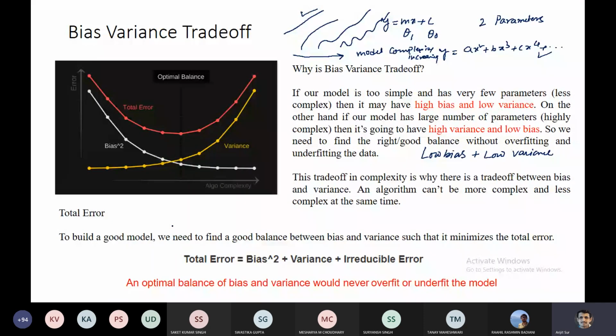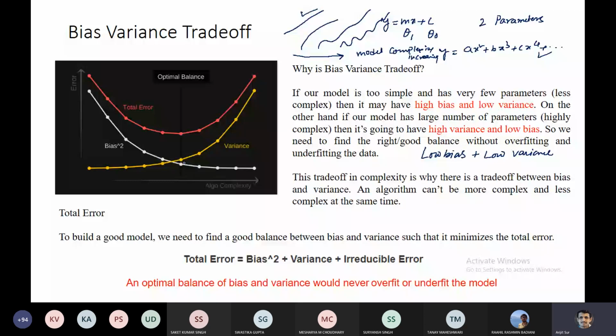This trade-off in complexity is why there is a trade-off between bias and variance. An algorithm can't be more complex and less complex at the same time. So you can say the error is basically this: this is the bias curve, this is the variance curve, and they are meeting somewhere here.